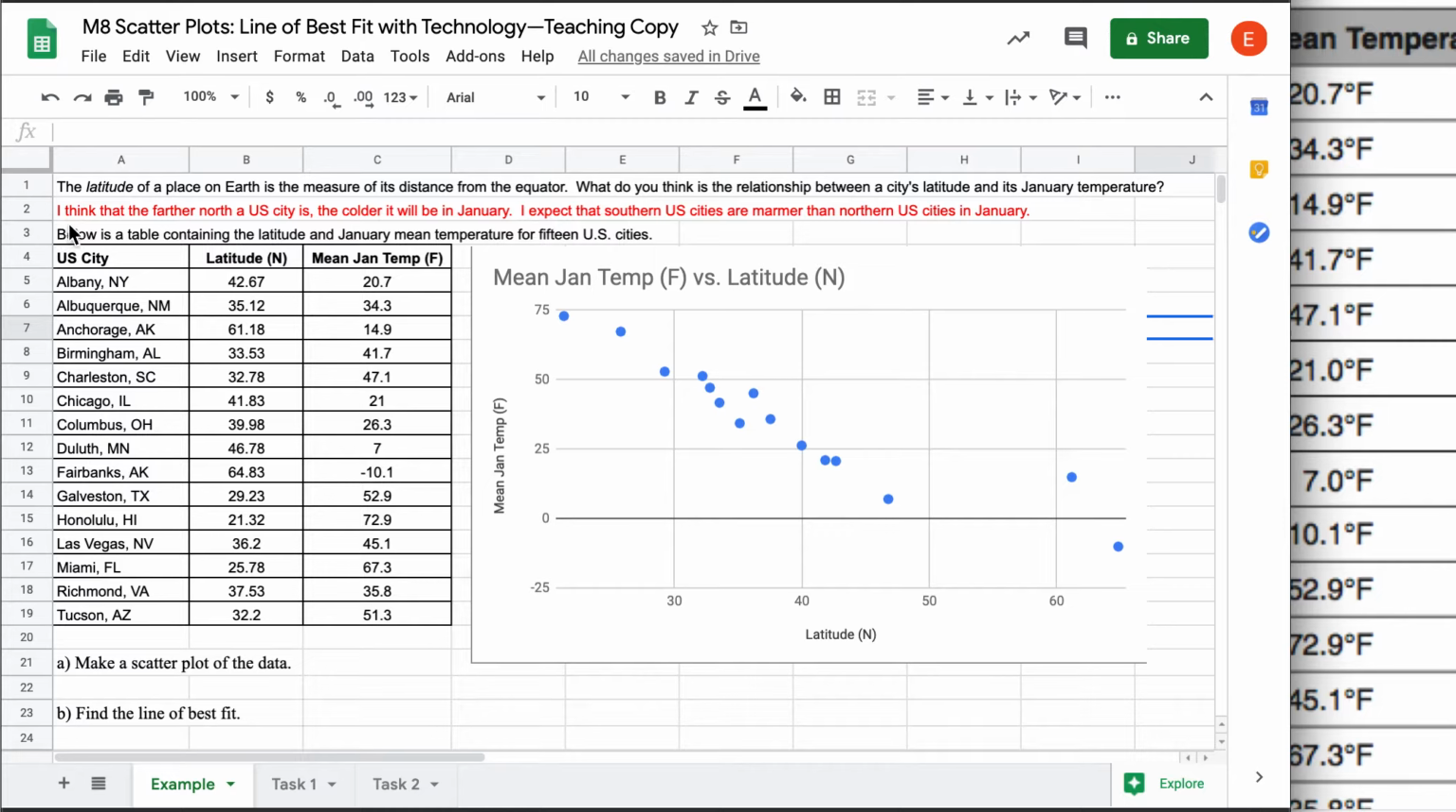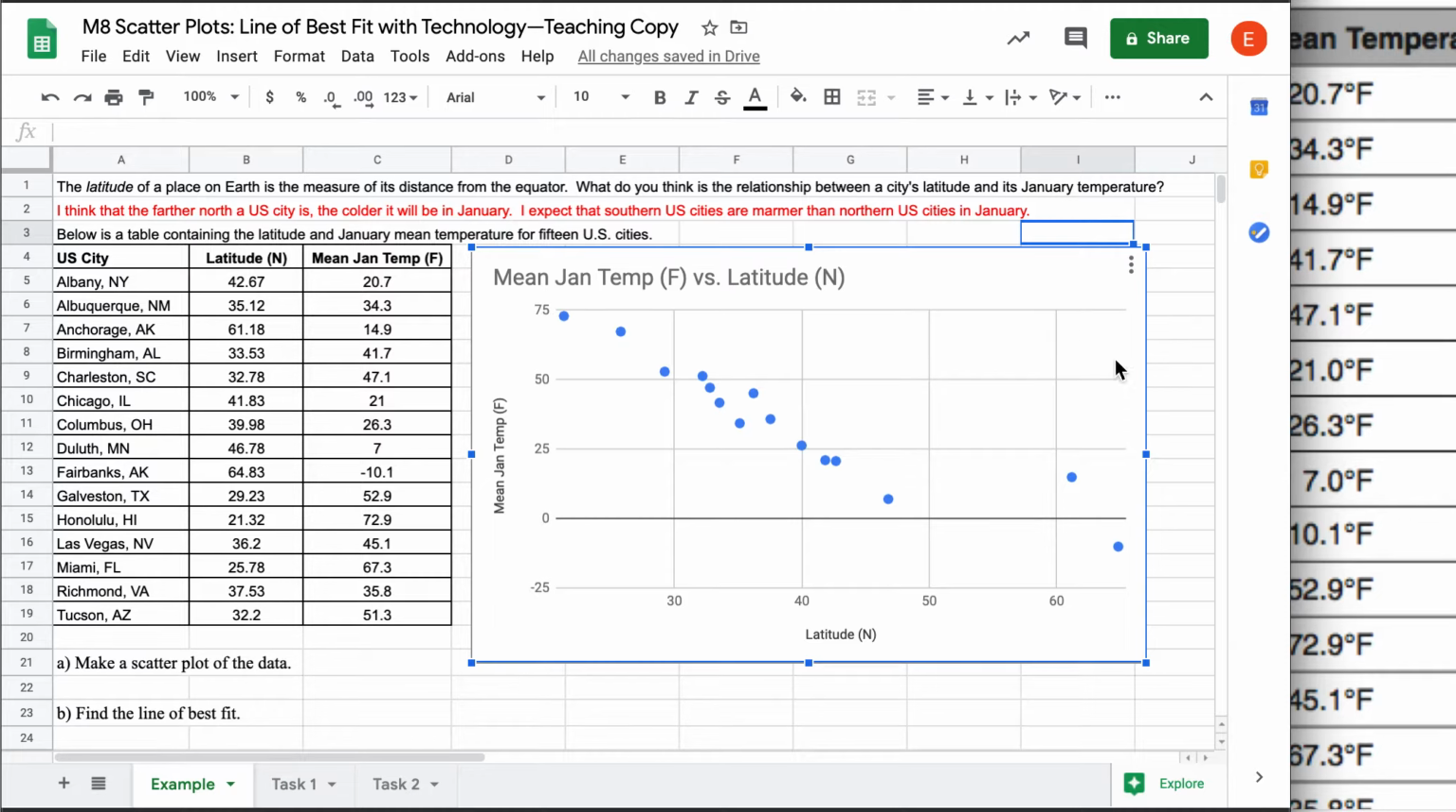Now, before, I thought that the further north you went, the colder it would be in January. So the latitude, this is how far north you are, and it does look like as you go further north, the temperature does tend to decrease. Okay, so after creating the scatter plot, you need to do the regression equation, find the line of best fit.